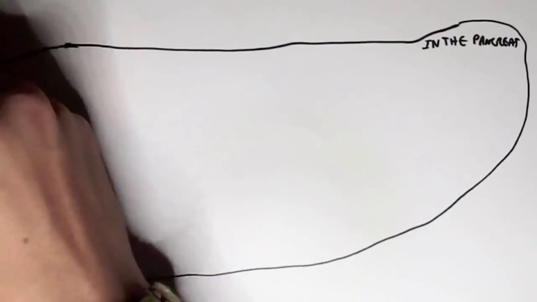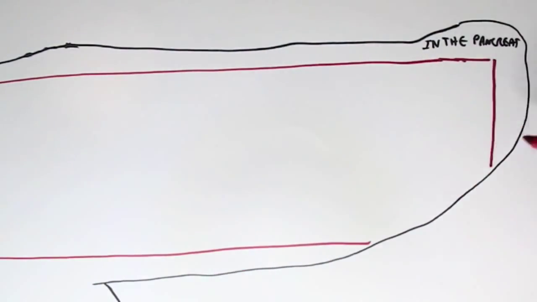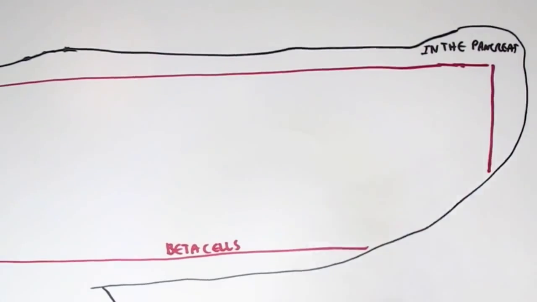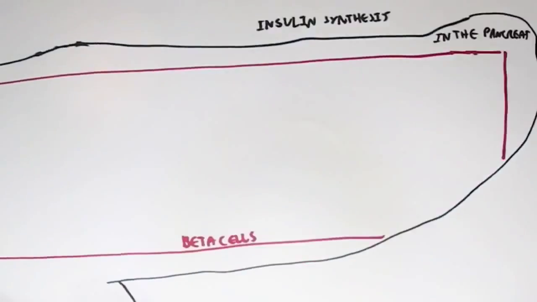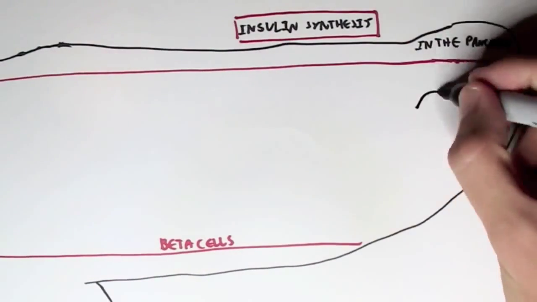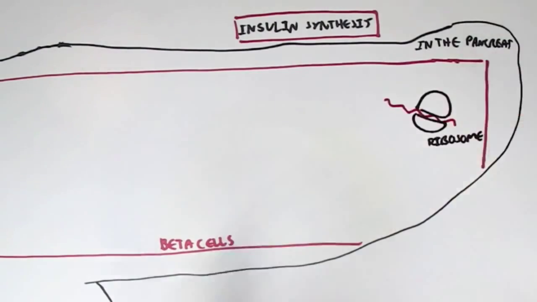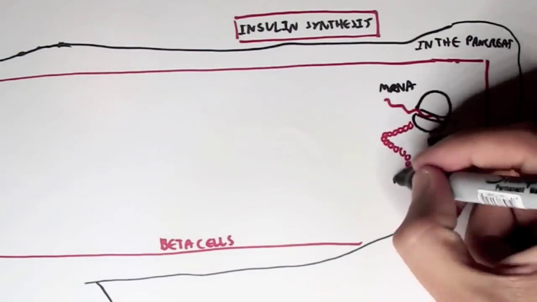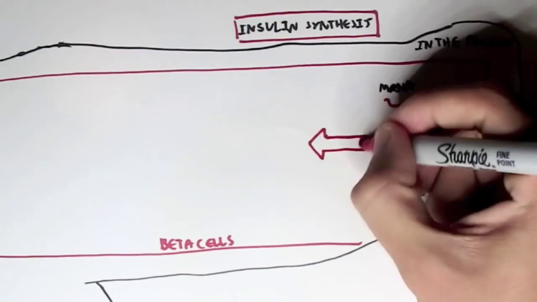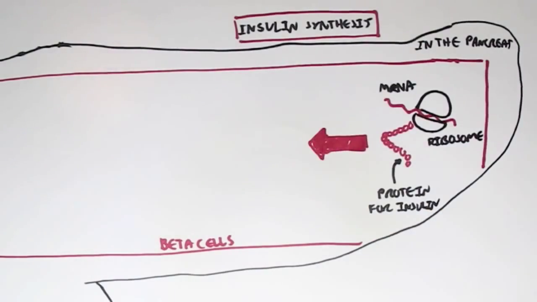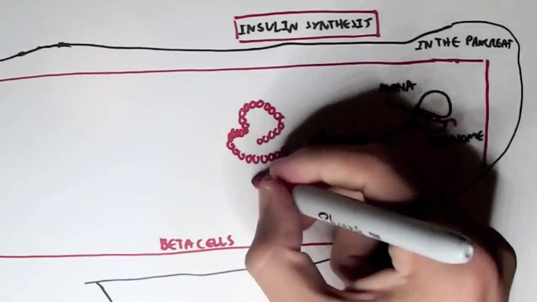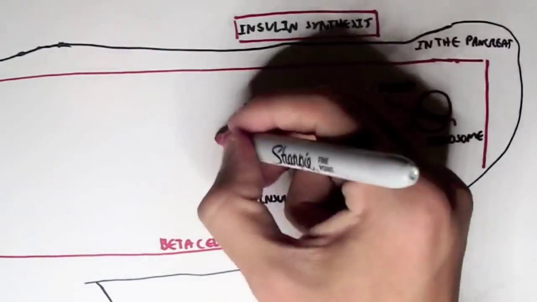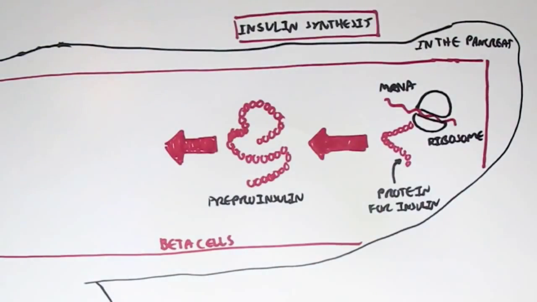And insulin synthesis occurs in the pancreas, but particularly in the beta cells of the pancreas, because it is within these beta cells that insulin is secreted from. So let's begin with the ribosome, which translates mRNA into a particular protein. And this protein is actually for insulin. So this protein will form what's called a pre-proinsulin, which is a long polypeptide.